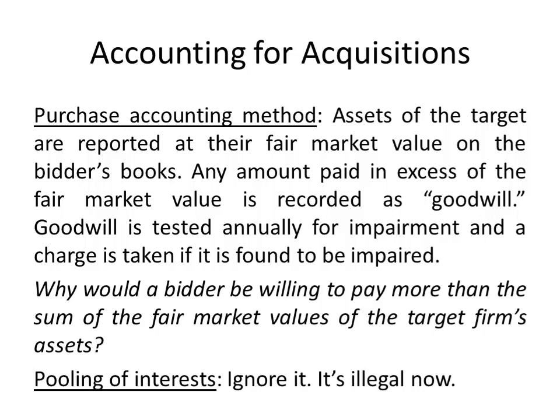Any amount that we pay in excess of the fair market value is recorded as goodwill. Goodwill is tested annually for impairment, and a charge is taken if it's found to be impaired. Now, it used to be different, but that's how goodwill works now. It used to be goodwill had to be amortized over a set period. Now, the question is, why would a bidder be willing to pay more than the sum of the fair market values of the target firm's assets?